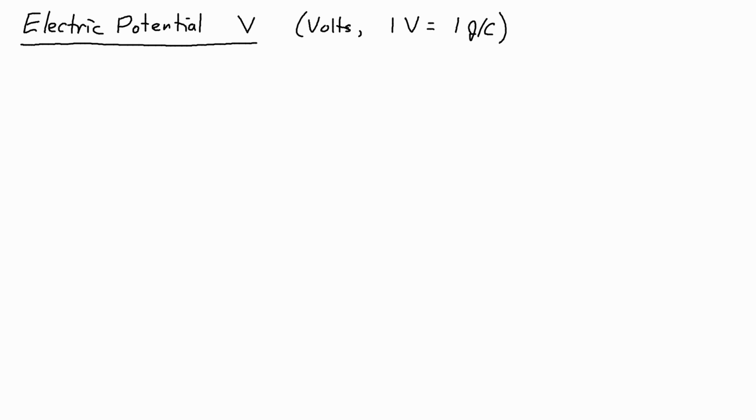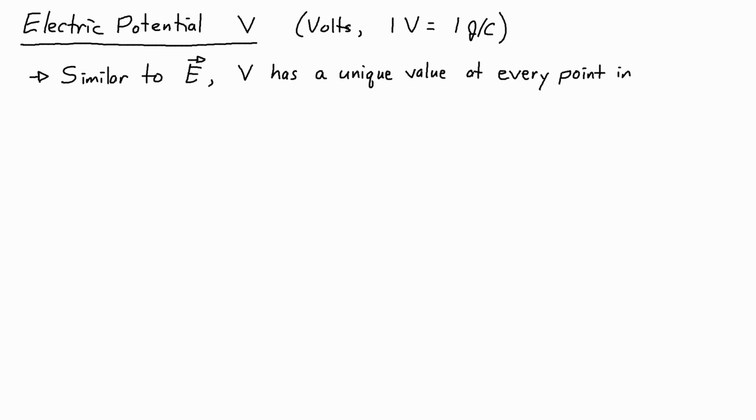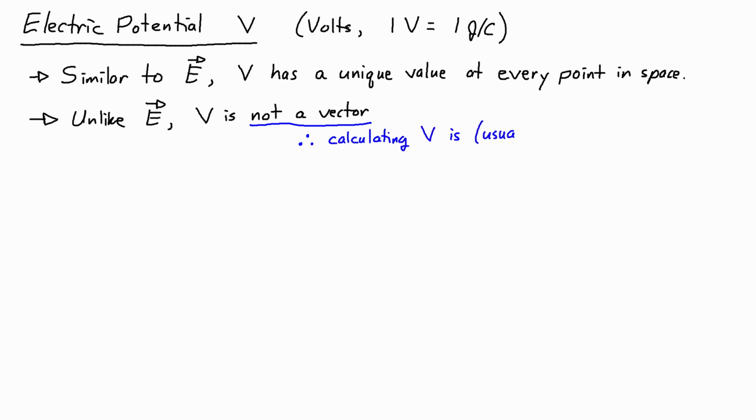And the importance of it being 1 joule per coulomb is something that we'll take advantage of and see more in the lecture right after this when we talk about electric potential energy. So I'll start with how it's similar to the electric field in that electric potential has a unique value at every point in space. Unlike the electric field, potential is not a vector, and that means that calculating the potential is usually easier than calculating the electric field.